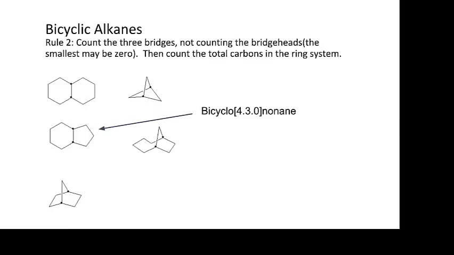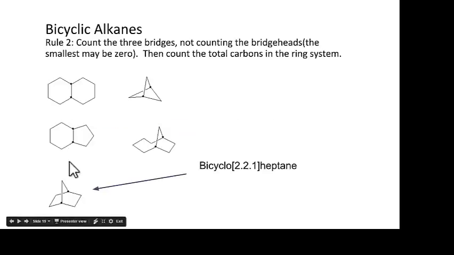This compound would be called bicyclo[4.3.0]nonane. It has a 2, a 2, and a 1-carbon bridge, so it's going to be bicyclo[2.2.1]. And the total number of carbons here is 7. Again, notice it's a 6-membered ring with 1 extra carbon, so it's 7 altogether. And again, notice that that number is 2 more than these numbers total. That totals to 5, that's 7.